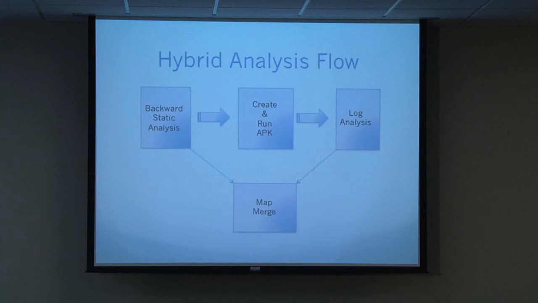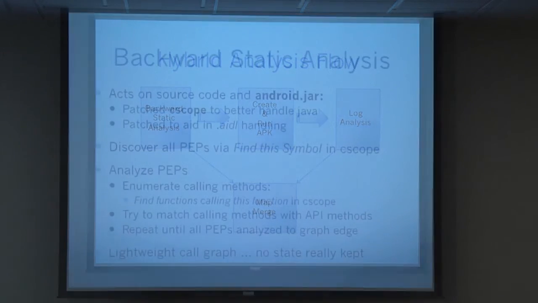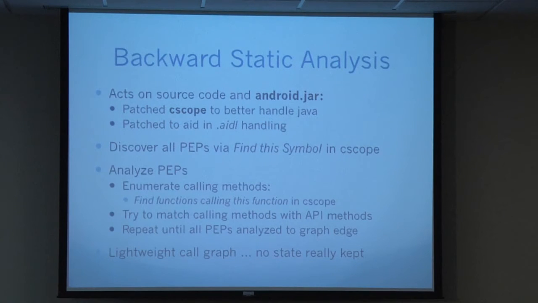In our backward static analysis approach, we basically take a look at each PEP point, and then using the tool cscope, which we've modified to better handle Java and the interface description language from Android, we say, find this symbol, which basically means find all the points in the tree where there's a permission enforcement point. Then we go through each one of those permission enforcement points, and we attempt to find all the methods calling that. Check all those methods. Are any of them API methods?